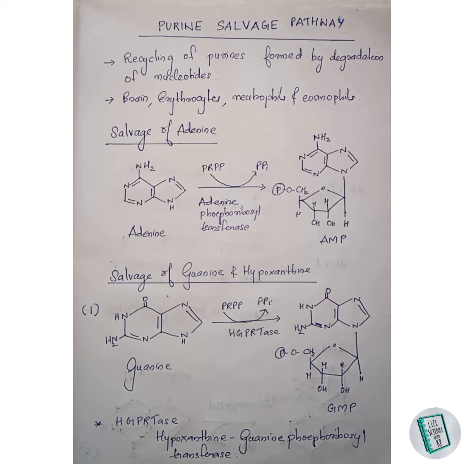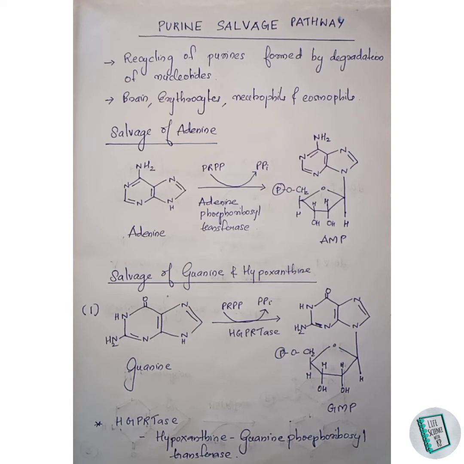Today we will be discussing the purine salvage pathway. We know that there is degradation of nucleotides in our body. During that degradative process, intermediates are formed, such as when GMP is converted to its end product, guanine is formed somewhere in between in that pathway. And also when AMP is degraded, adenine is formed at some place.